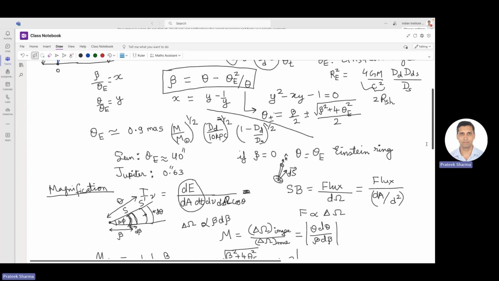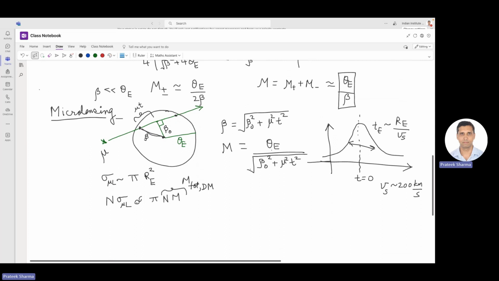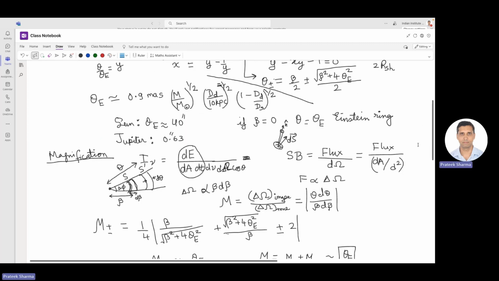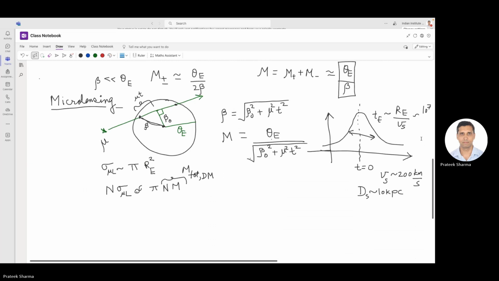So if you plug in the distances, all of the D's to be of order 10 kpc, and V to be this, you get a T E of order, putting in these numbers, 10 to the 7 seconds. 3 times 10 to the 7 seconds is a year. So it's sort of a month, a few months time scale for typical parameters.